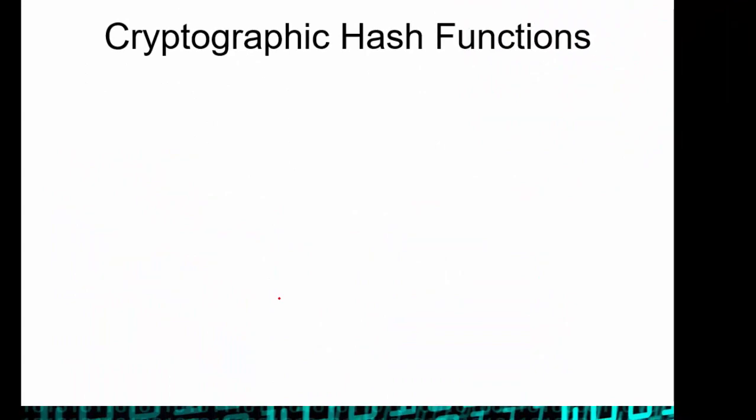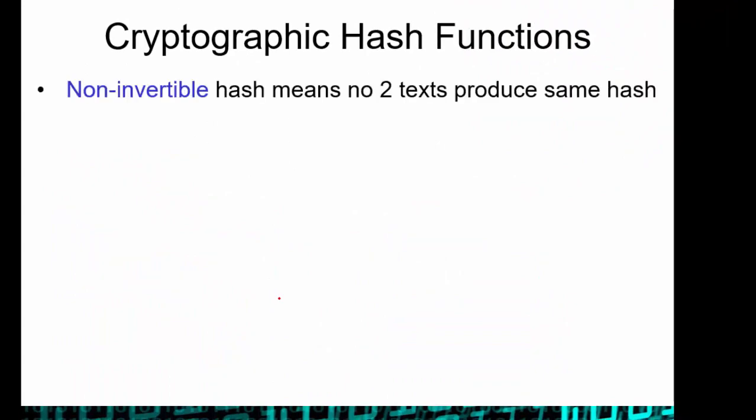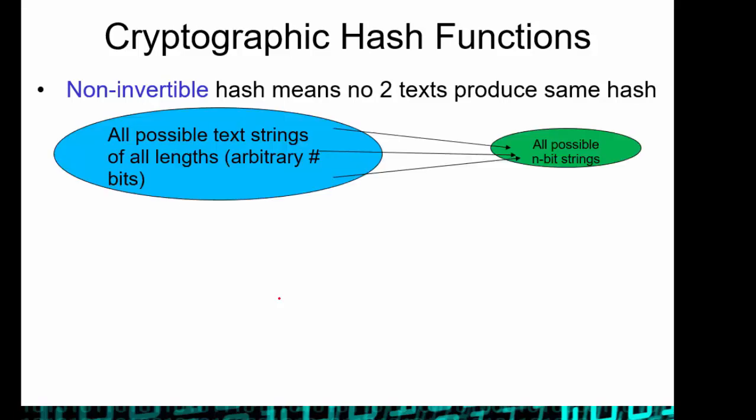Okay? So, looking at cryptographic hash functions, we want something that's called non-invertible. And that means that no two text strings could produce the same hash. Right? So, no two inputs would ever produce the same output. Okay? So, here's the idea.